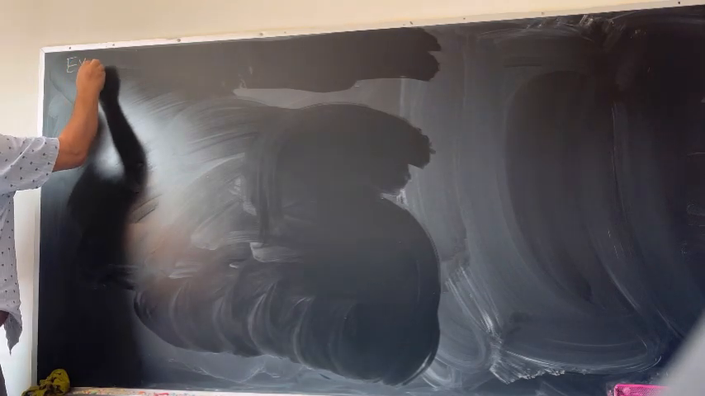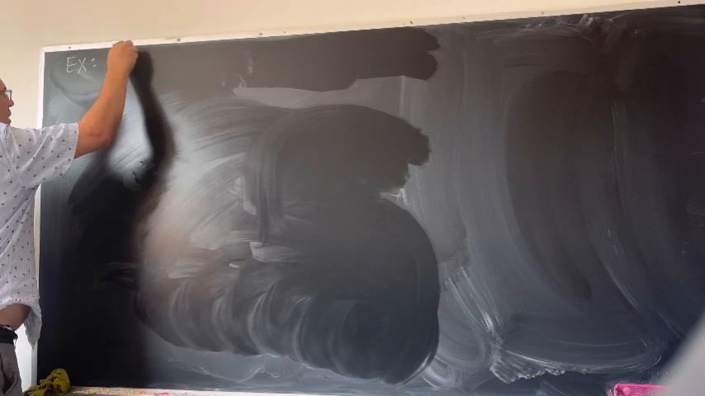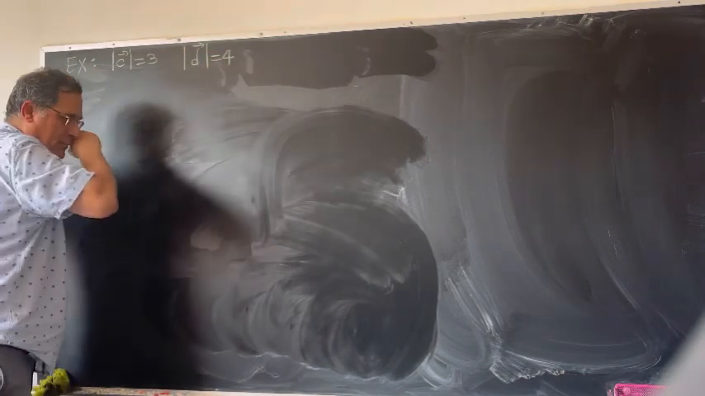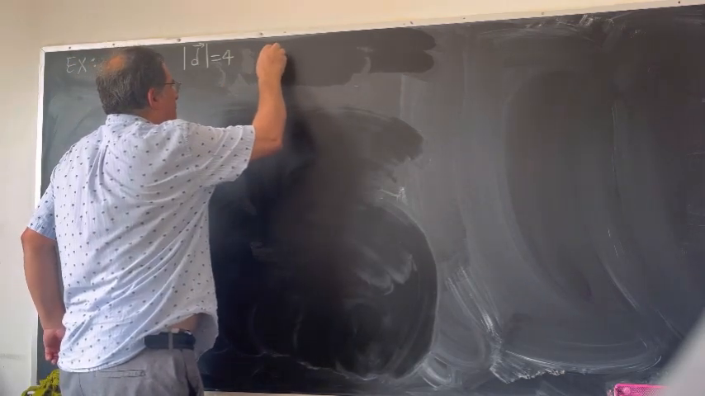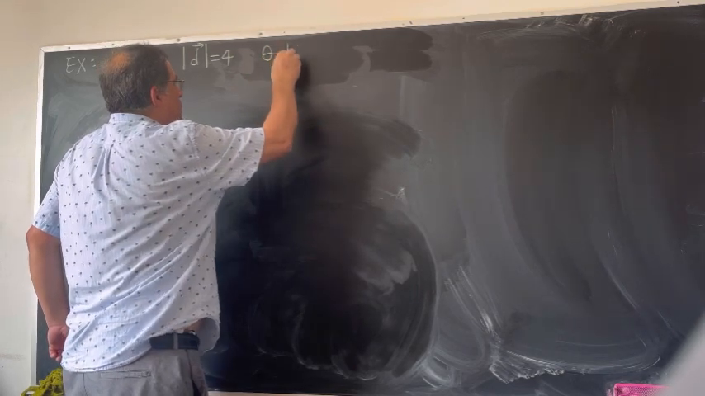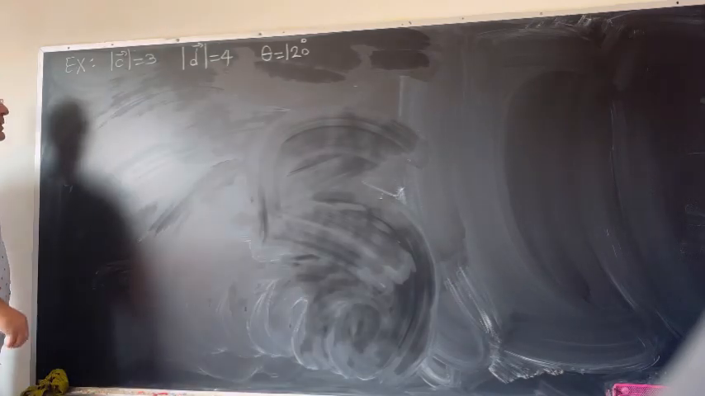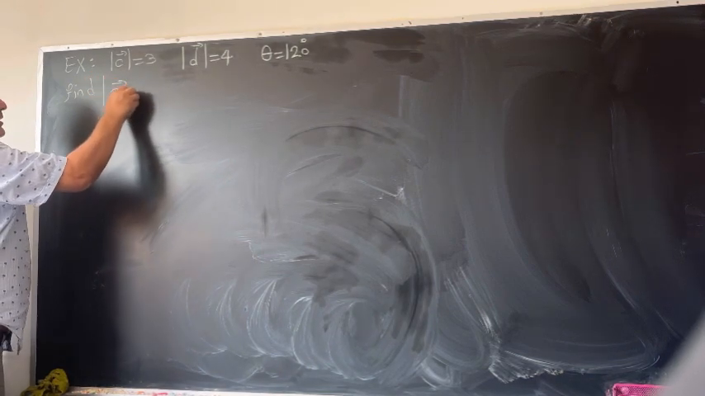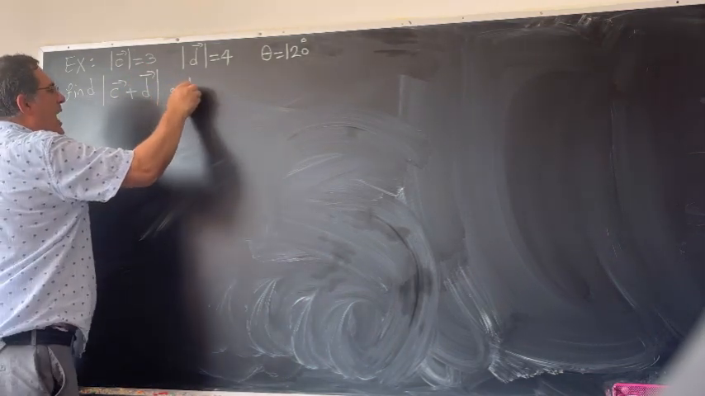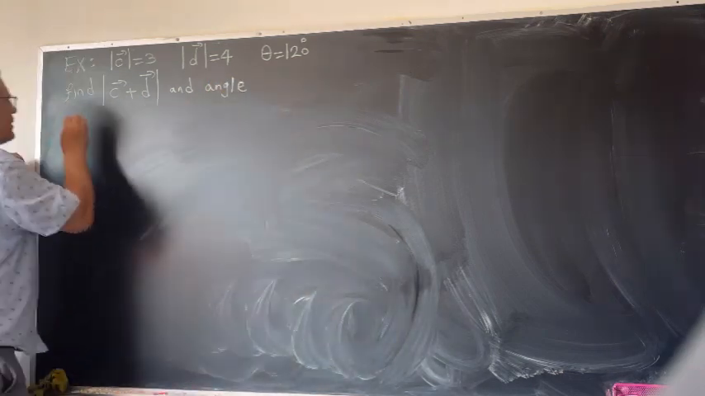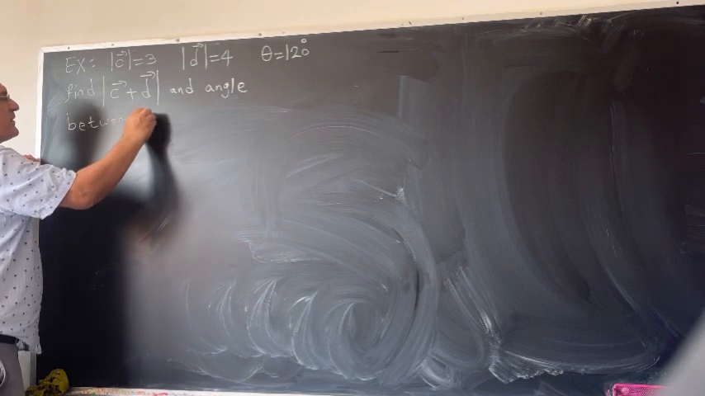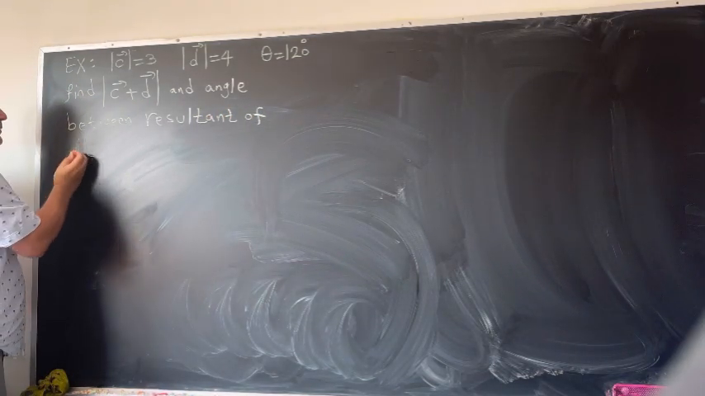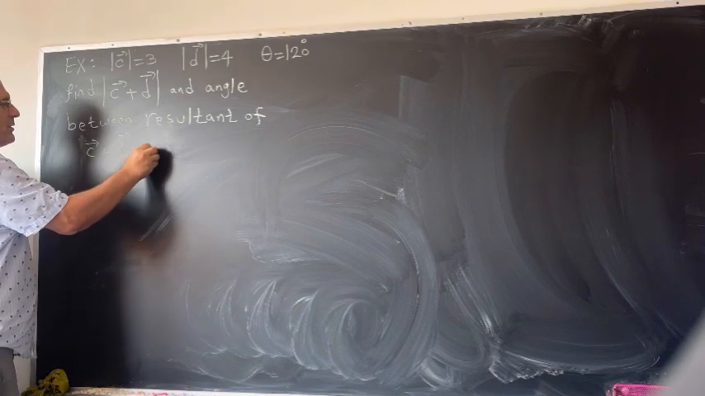Pay attention, after you can write that down. If the magnitude of vector C is 3 units, the magnitude of vector D is 4 units, and the angle between the two vectors is 120, find the magnitude of C plus D and the angle between the resultant of vectors C and D and vector D.